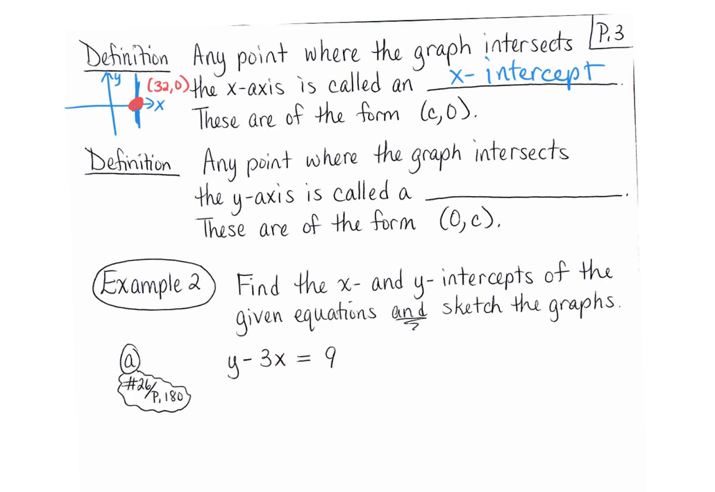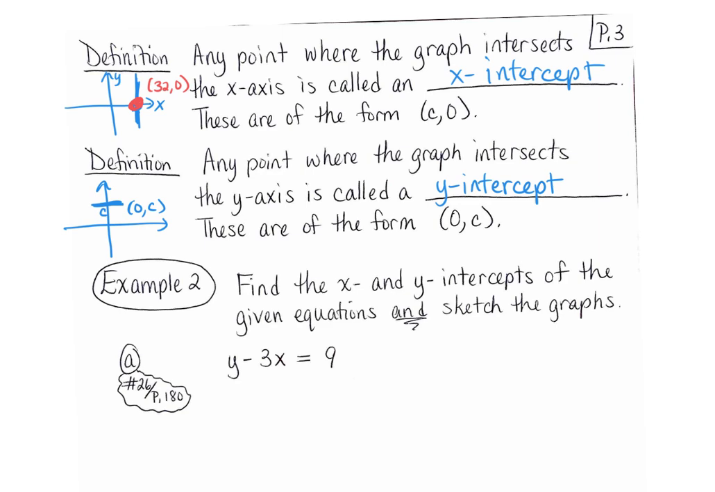Now, no surprise, any point where the graph intersects the y-axis is called a y-intercept. These are of the form (0, c). Notice that the x coordinate here is 0 for the y-intercept. That's no surprise. It has to be for the y-intercept. Visually, it's crossing here, and that would be your x is 0, so (0, c), if that's c. Okay?